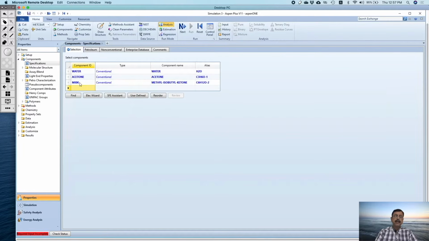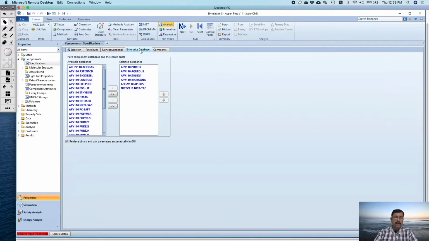So this component ID is given by you. Now you may be curious to know these components have been taken from some database, but what are those databases? For that, you have to go over here, Enterprise Database. So just go there and you will find these are the selected data banks from where these components have been searched. And these data banks are searched in this order: PO37 first, and then aqueous, solids, inorganic, APEOS, and NIST-TRC.